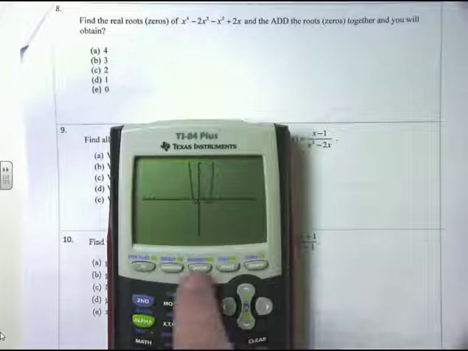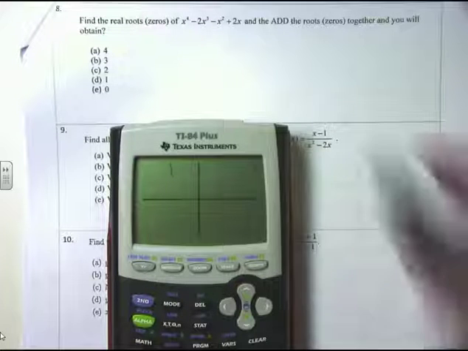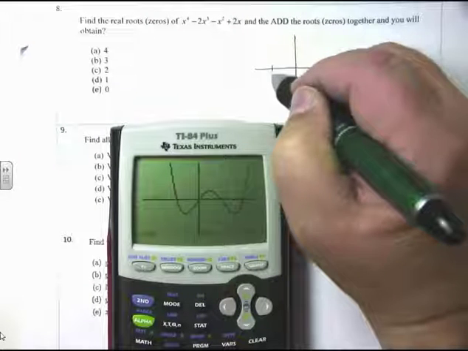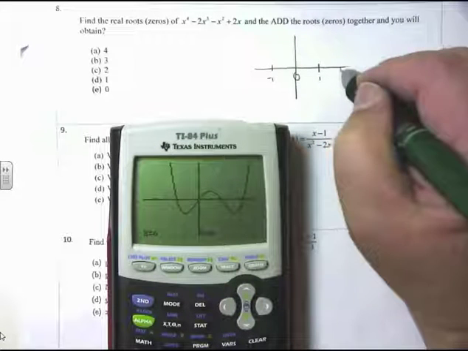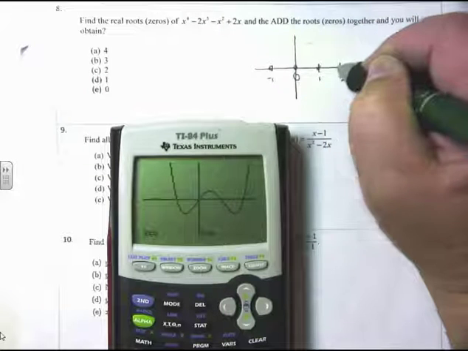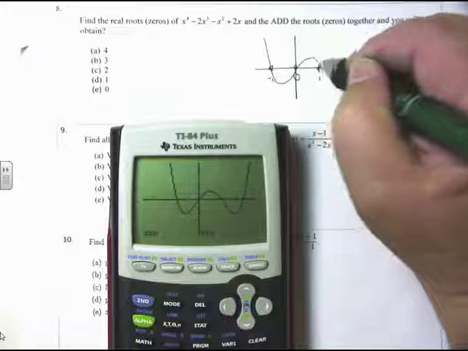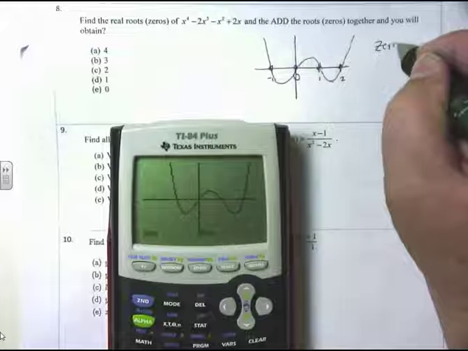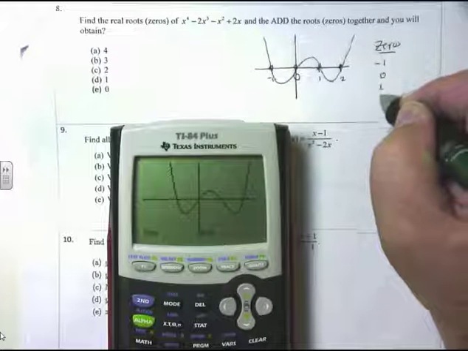If I need to, I can zoom in to see what these are. As I zoom in, I see -1, 0, 1, and 2. We seem to hit these zeros. The graph comes in, comes down, and cuts up, goes over, and cuts up again. So my zeros of this particular polynomial are clearly -1, 0, 1, and 2.